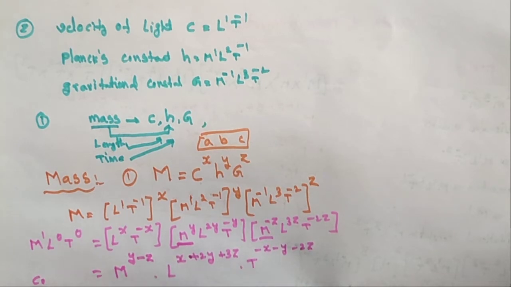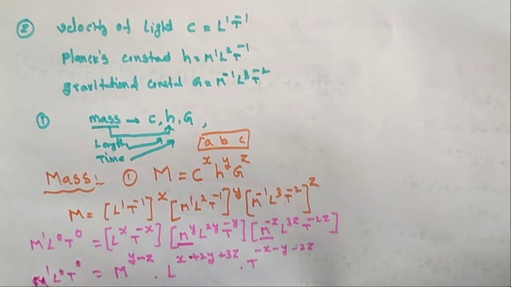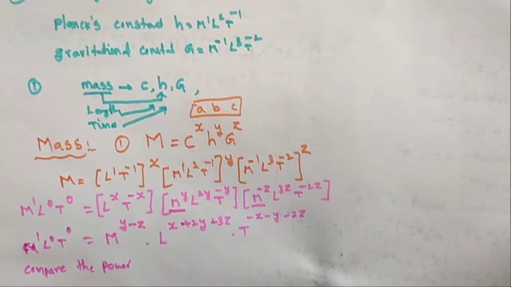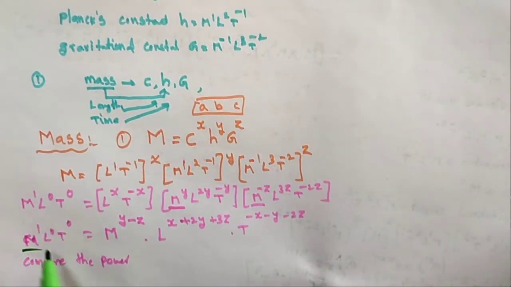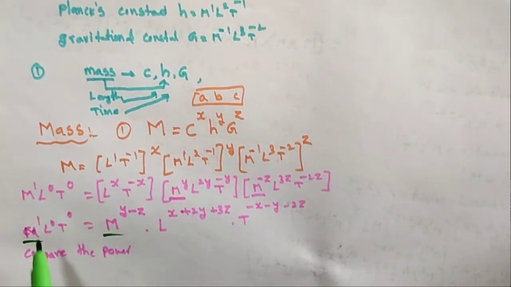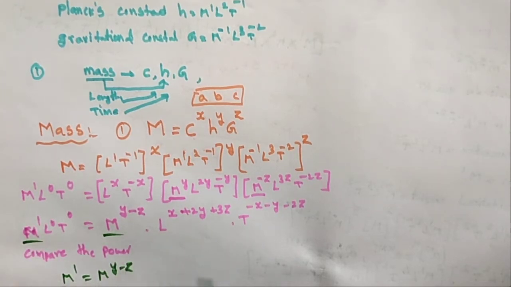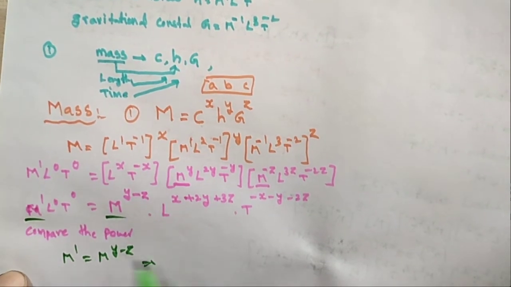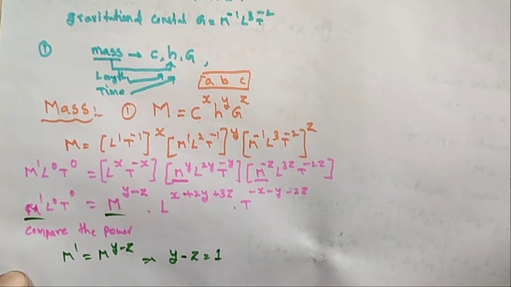Now compare the powers. So this is M power 1, L power 0, T power 0. Compare the powers. So this is the M, this is the M. You compare this one. So M power 1 is equal to M power y minus z. So compare the mass powers: y minus z is equal to 1. Okay, and the same thing, compare the L values. So these are the L values.